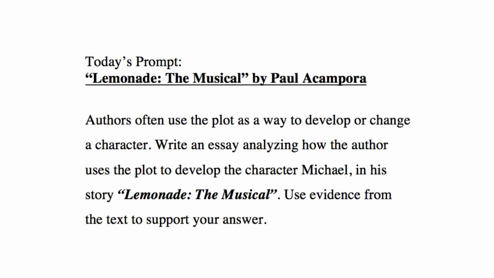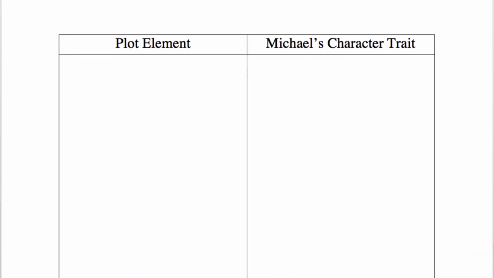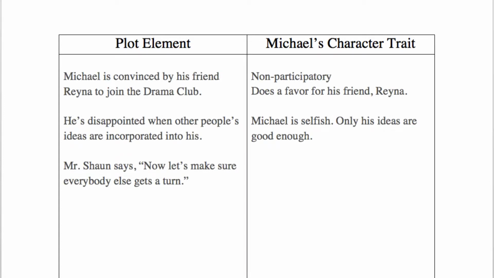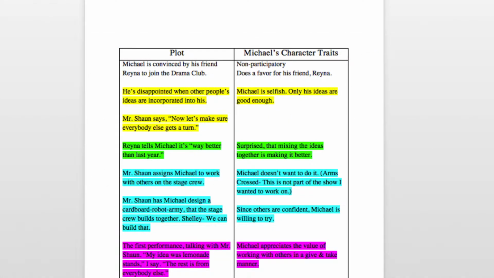Now go back and reread the prompt. Write an essay analyzing how the plot develops the character change in Michael. Begin by making 2 columns on a new page in your journal. Label one plot element, label the other Michael's change. Gather the ideas and evidence from your notes and put them in the appropriate column. Be sure to align each plot element with the change in Michael's character. This makes it easier to identify their interrelationships.